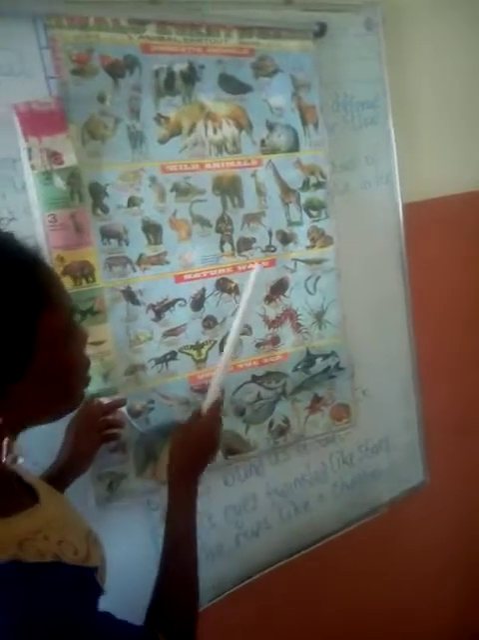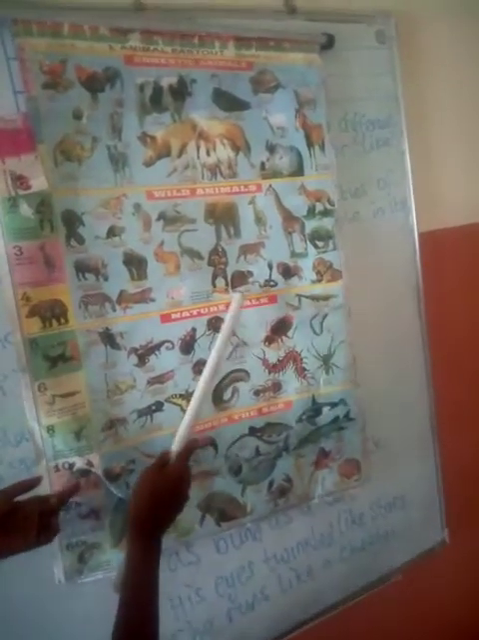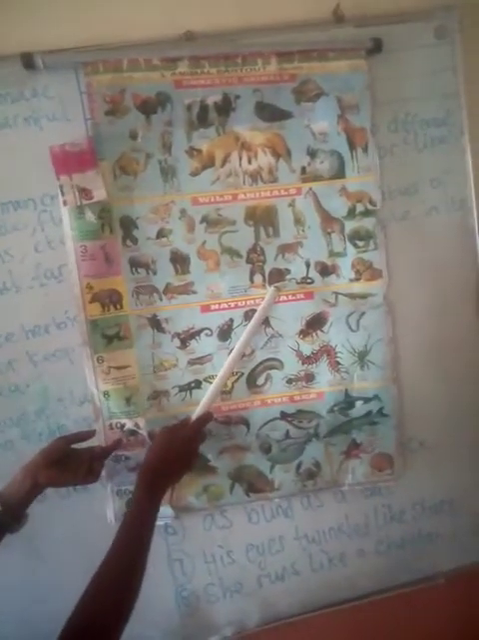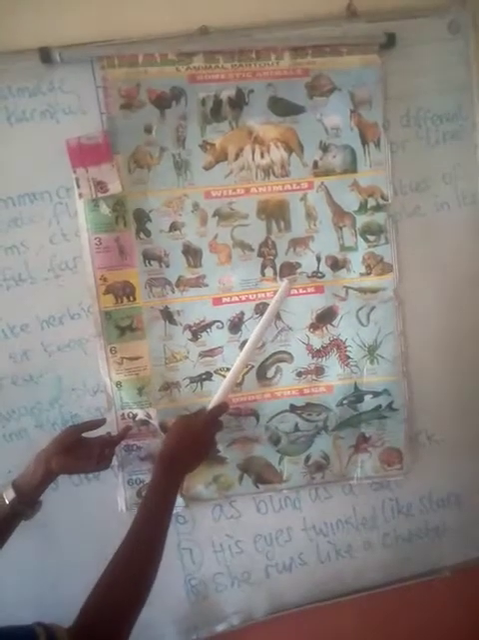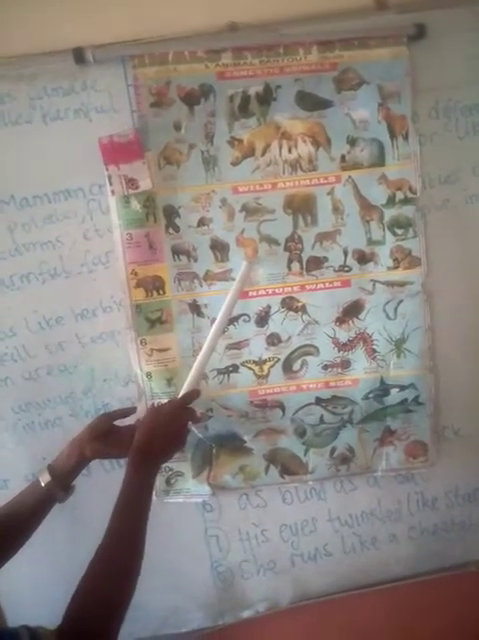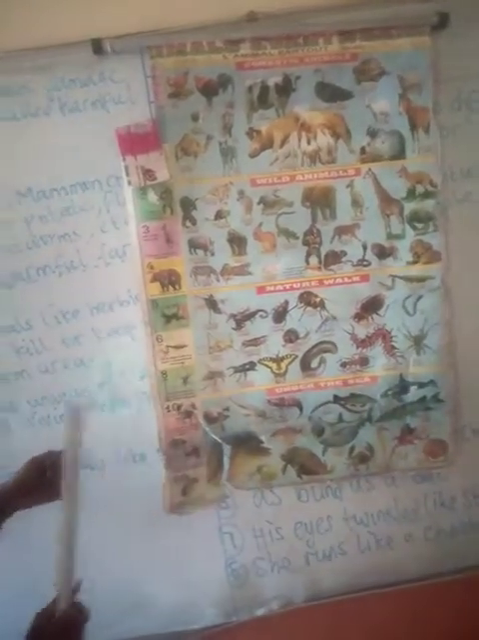Okay, now let's see our rats. We have our rats here. Look at the rats. We need to set traps for them in order to kill them or keep them away from the farmland. We also have our squirrel. So these are some of the animals on the chart.